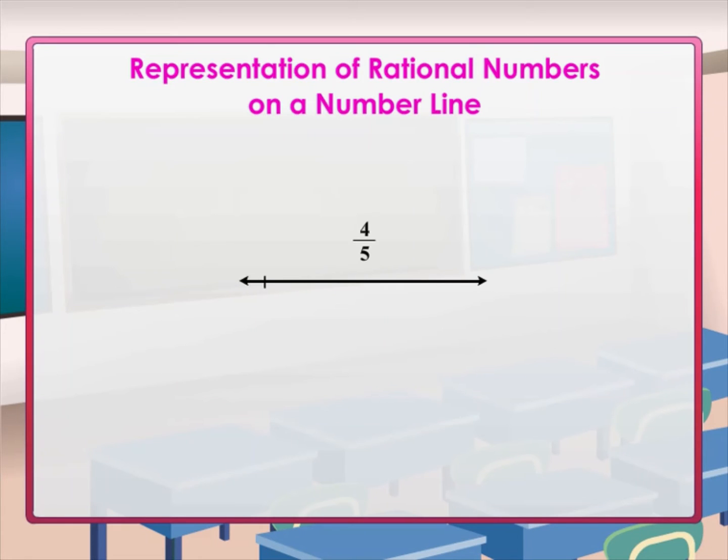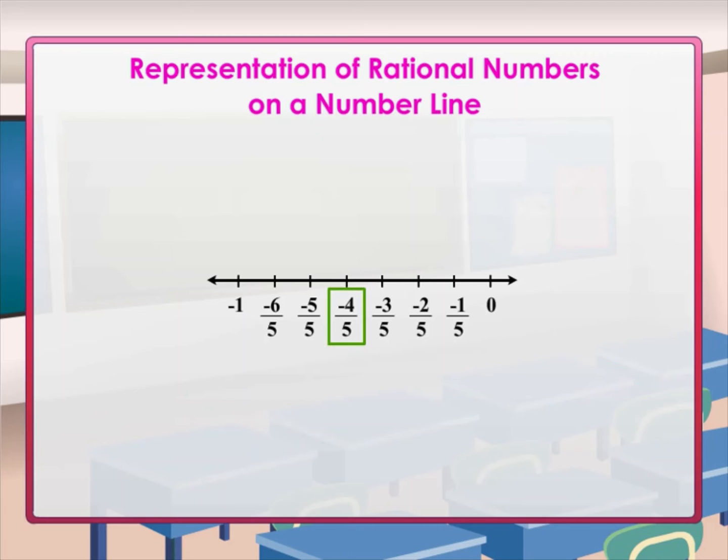Now let us represent this fraction on a number line. As explained above, divide the number line into 5 equal parts between 0 and 1. Now mark these points as shown over here. The fourth division represents 4/5 on the screen. Similarly, we can represent negative rational numbers on the number line.